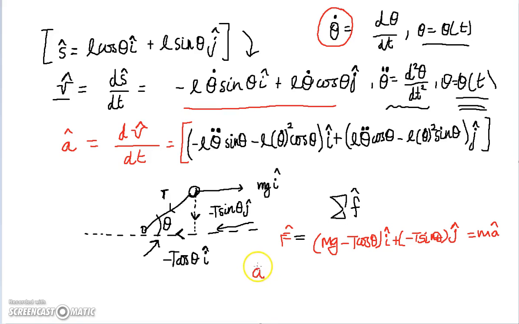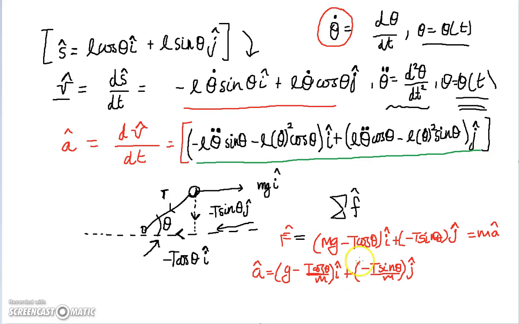So our acceleration vector that acts on our pendulum is (g minus T cosine theta over the mass of the pendulum) i hat plus (negative T sine theta divided by the mass) j hat. But we've also worked out the acceleration vector here, just highlighted in green. So these acceleration vectors are the same thing.